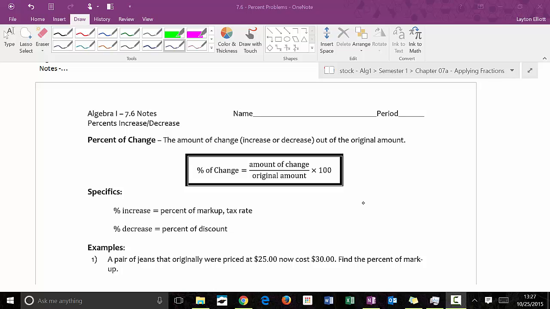This topic has to do with percent change, basically what we call a percent increase or decrease. When we have an original amount, sometimes we can change it by adding or subtracting to that original amount and talk about what's the percent of the increase or decrease.